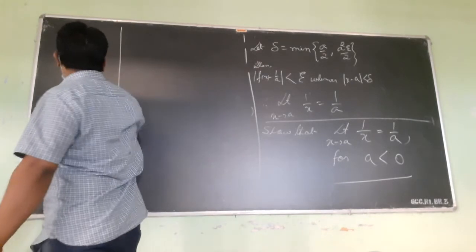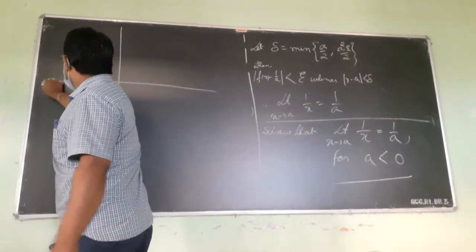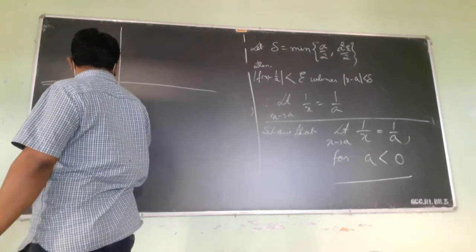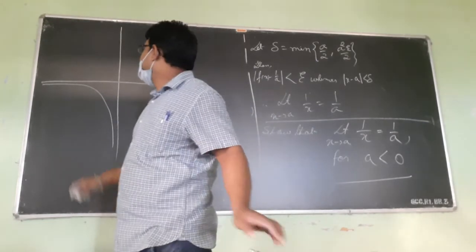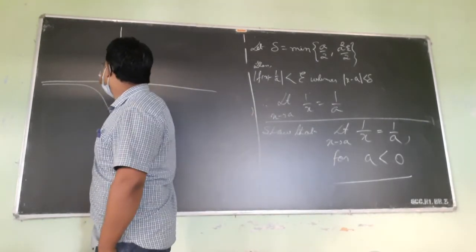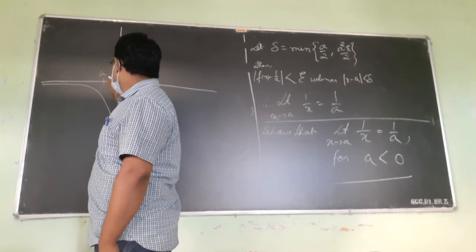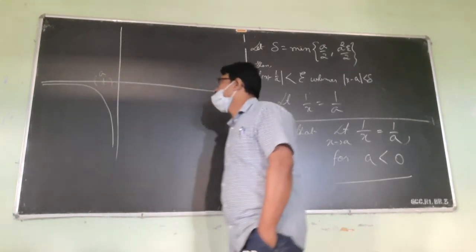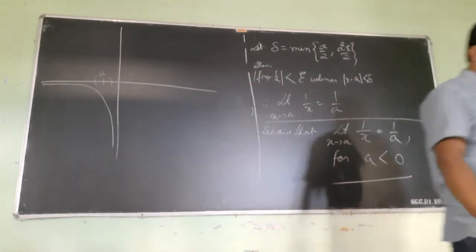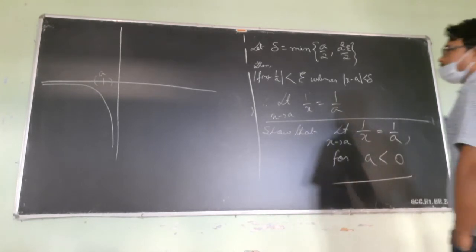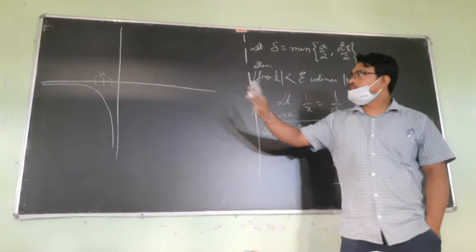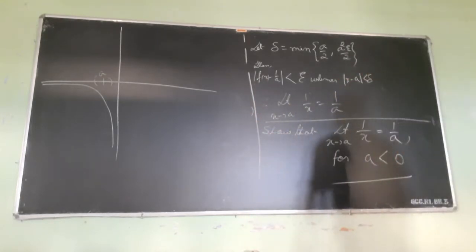Okay, so for a less than 0, the diagram is this. x is negative, so a is somewhere here. Again you have to choose a neighborhood of this type. So what should be there? You cannot take a by 2 because a by 2 is negative. You have to take some positive delta. It is very similar, just changes in plus and minus.